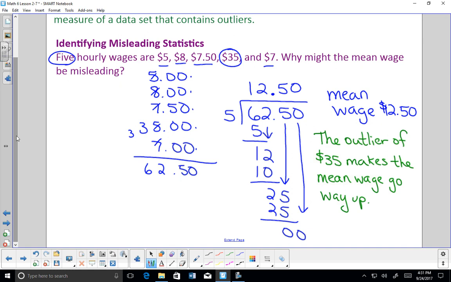LeBron James is making so much extra money, because he's making millions of dollars every year, that his wage makes us look like we're making millions of dollars. Oh, look, we made $455,000 last year. No, you didn't. Okay, because his wage made everybody else's average wage go way up. So this is how statistics can be misleading and how we need to be careful when we interpret them.